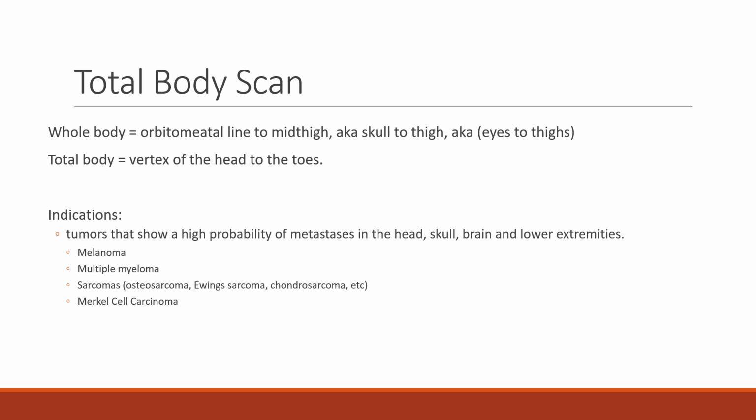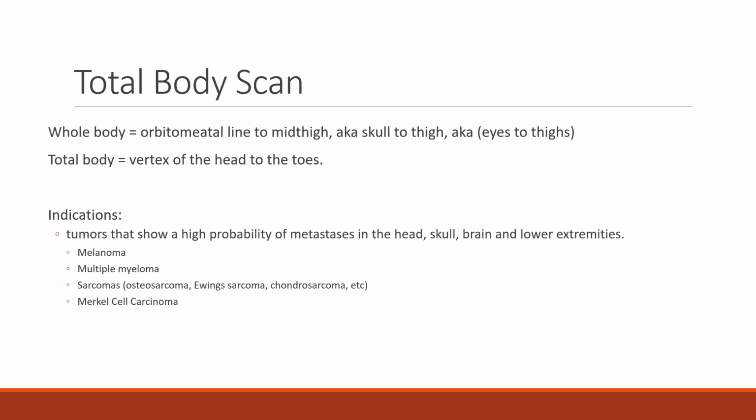For some certain anatomies, you would need to do a total body, which is vertex of the head, the top of the head, all the way down to the toes. You want to make sure you're not clipping the head or the toes on that part. And then indications for doing the total body would be any kind of tumors that have a high probability of metastases in the head, skull, brain, or lower extremities. So melanoma can be found anywhere in the body. So that's one that you want to do all over. And then multiple myeloma also.